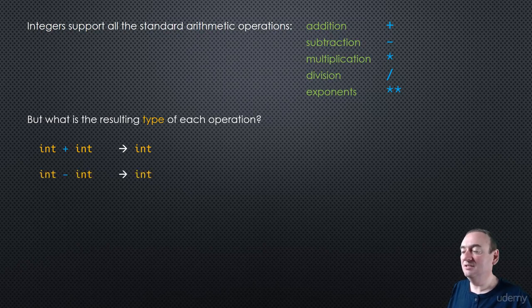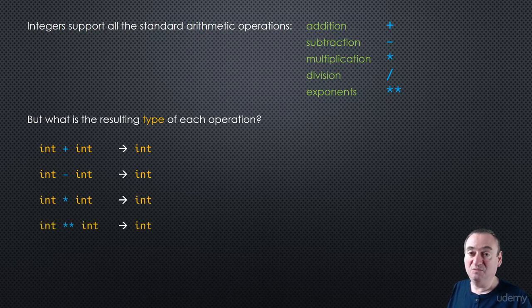That's fine. And subtraction will work the same way. Multiplication will work the same way. If you multiply two ints, you get an int back. And if you take the exponent of one int with another, again, you'll get an integer back. 2 to the power of 2 is 4, which, they're all integers. So that kind of makes sense.